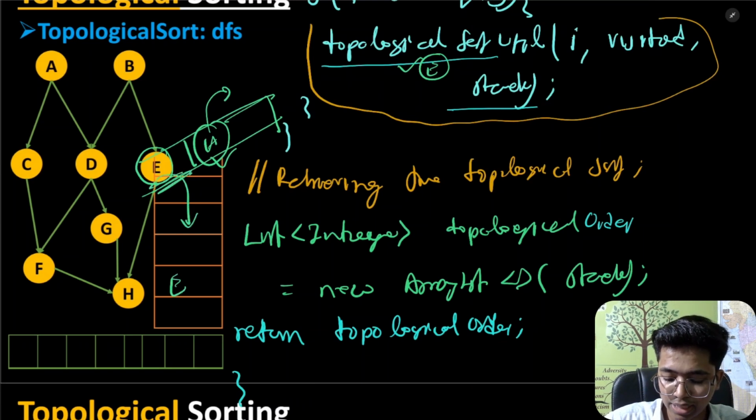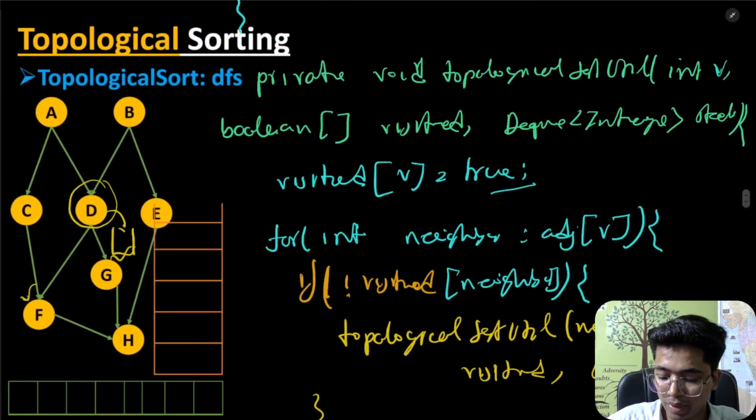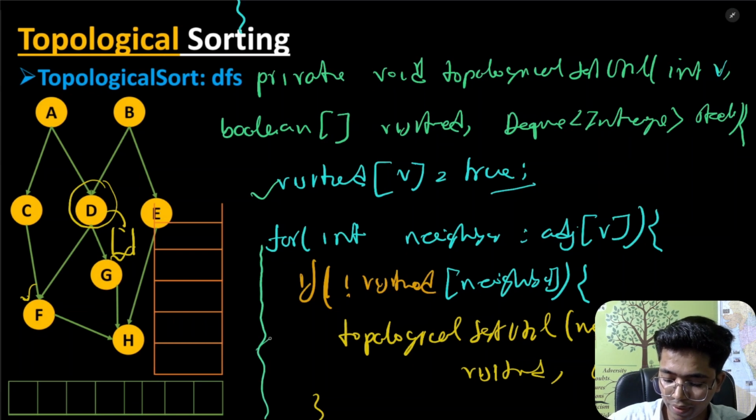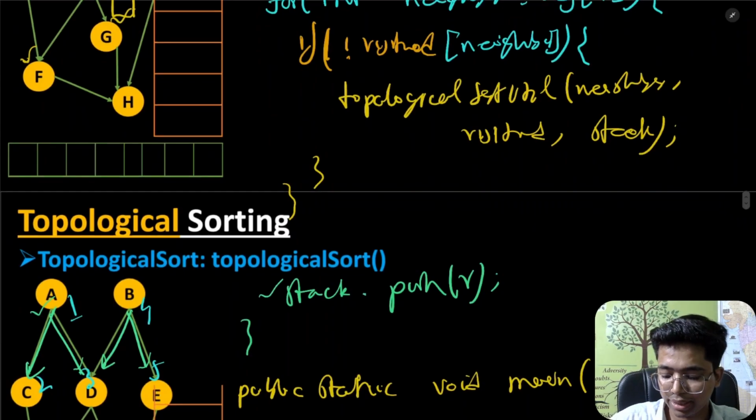Then E is added into the stack, and when all those are added into the stack, A, E, B, at the end we are copying the entire stack into our topological sort function. As you can see, we have marked it as true, and then for all the neighbors of that node we have performed this function, and at the end when it has been done, we have pushed that into the stack.